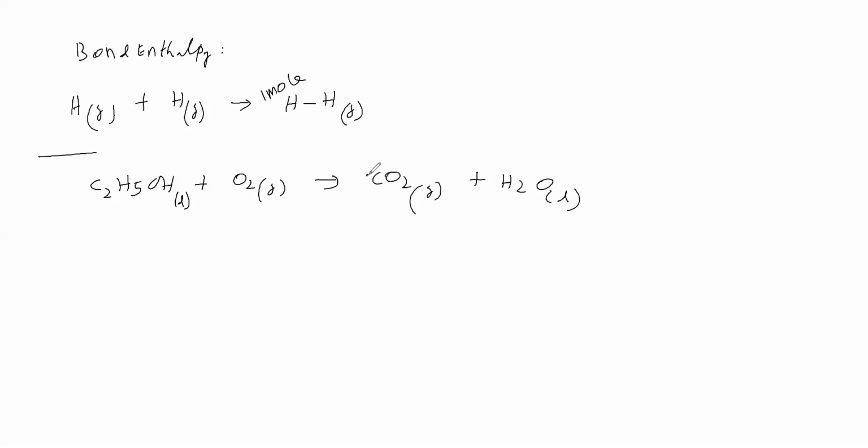Here carbon is 2, therefore we will make it 2. Hydrogen is 5 plus 1, 6, so here we take 3. Oxygen: here 2 twos are 4, here 3 ones are 3, 3 plus 4 is 7, and 1 is there, remaining 6, therefore 3O2. Now we have the balanced equation.